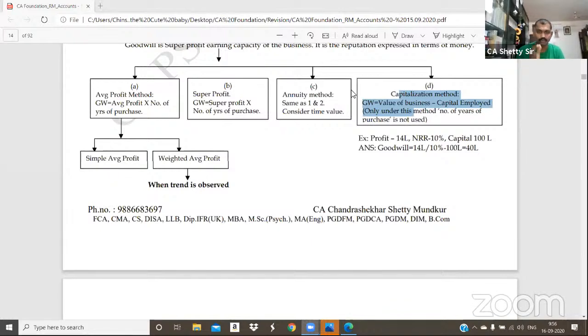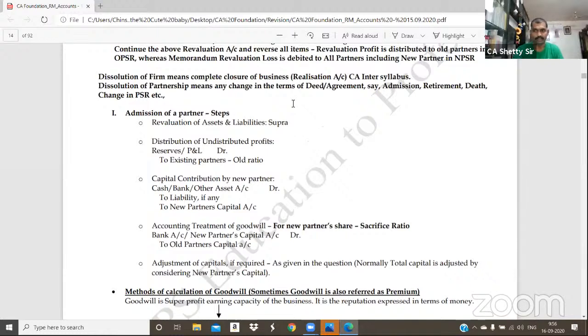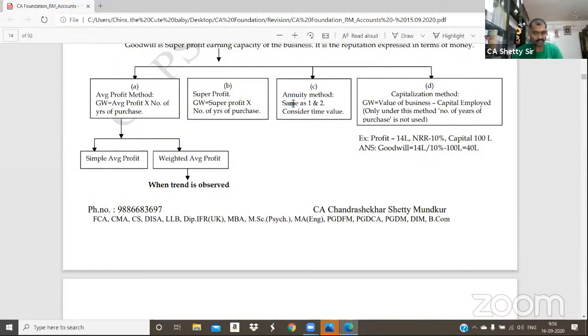So when you talk about the capitalization, there is no number of years of purchase because it is balance sheet based. Everything else, profit, average profit, super profit, all this I'm sure you know how to do. Most of the questions there will be goodwill valuation. Be careful. Write one example, quick and fast.